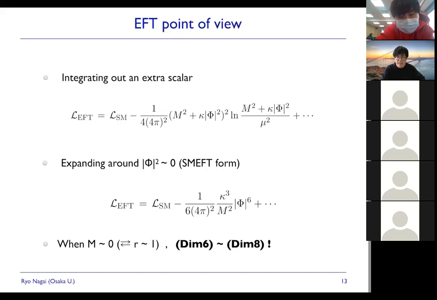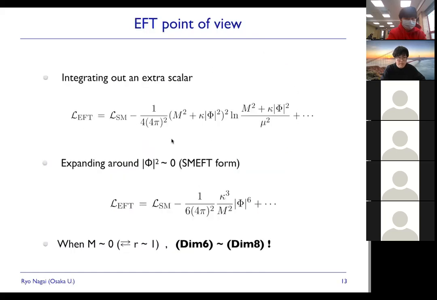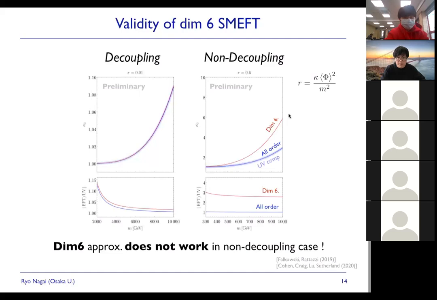Okay, so let us check the validity of the SMEFT approximation numerically. Here we show the kappa 3 estimated by the EFT and by the full one-loop calculation, I mean without the EFT approximation. The blue line corresponds to the EFT result with logarithmic resummation, namely this EFT form. The red line is the one with the dimension 6 truncation. And this thick blue line corresponds to the full one-loop calculation. In the bottom figure, we show the ratio of the EFT result to the full one-loop computation.